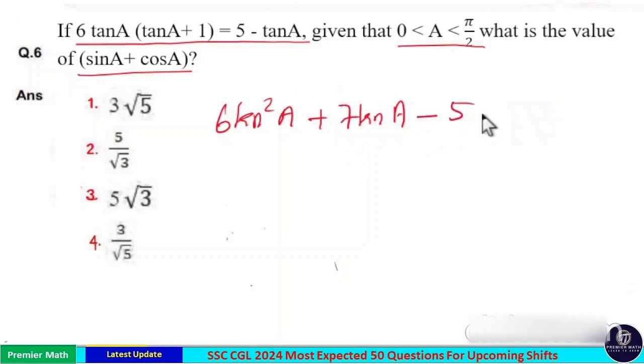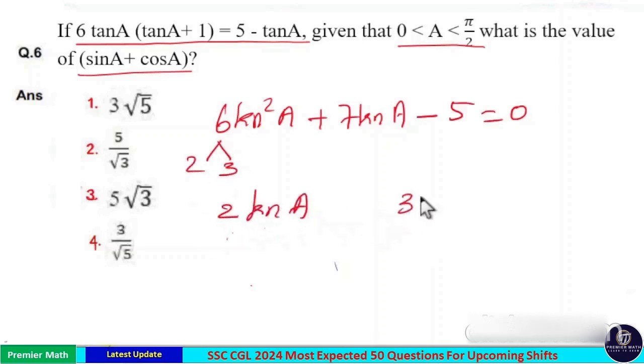6 tan² A + 7 tan A minus 5 is equal to 0. Now this 6 I can write as 2 into 3. So I'll write 2 tan A into 3 tan A. That is, split this term into a product of two terms. Then I can find the value of tan A.